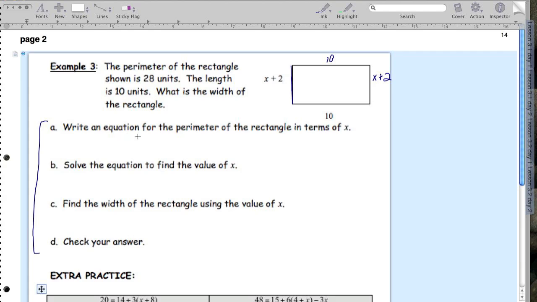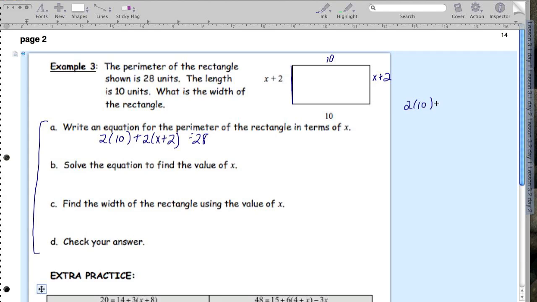So first, write an equation for the perimeter of the rectangle in terms of x. Well, the perimeter total is 28, so it's always good to set that as equal. And then our expression, we have two 10s, so 2 times 10, plus we have 2 times x plus 2. And there's our equation. Step B, solve the equation to find the value of x. So I'll write it over here.